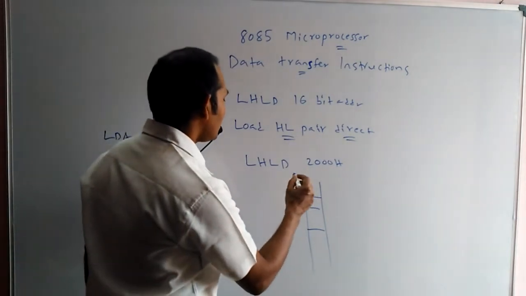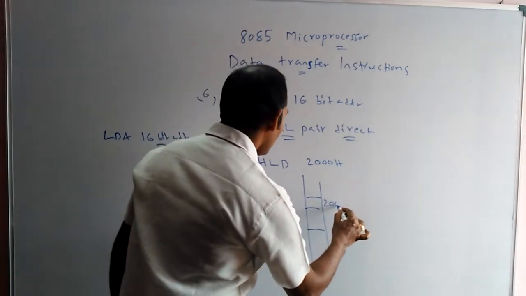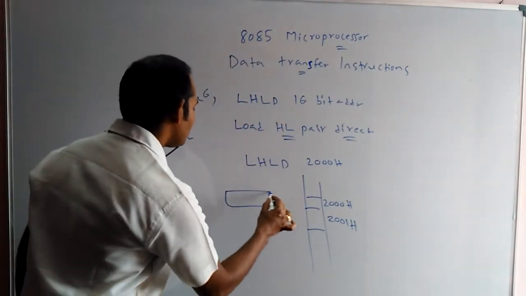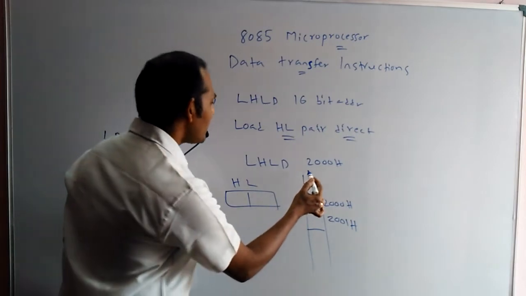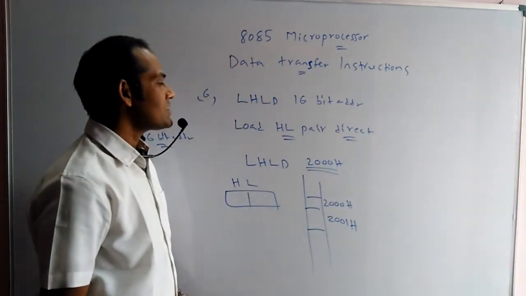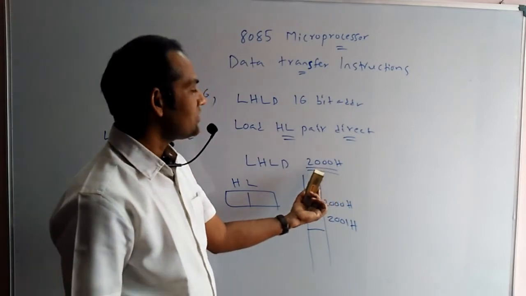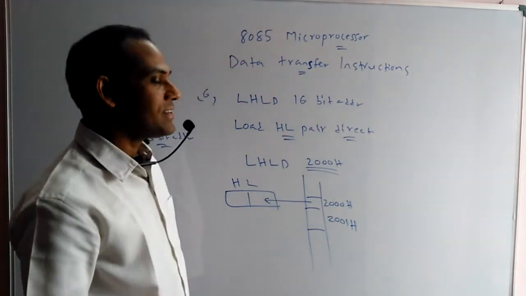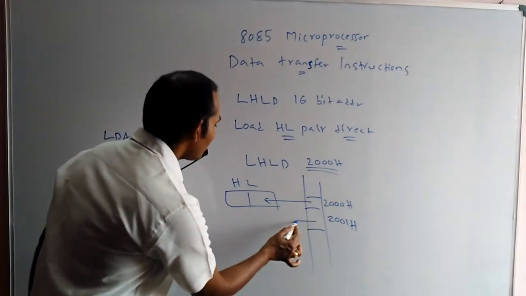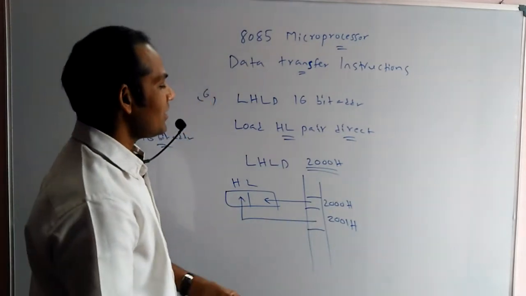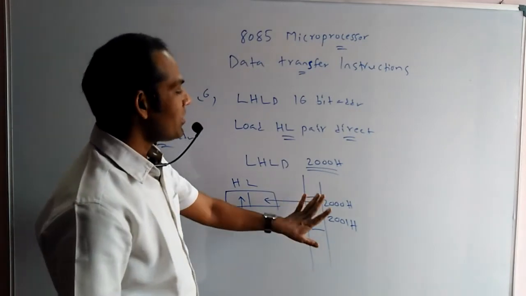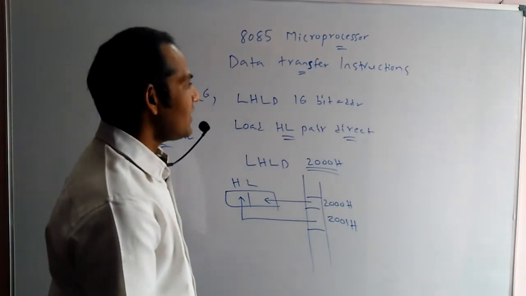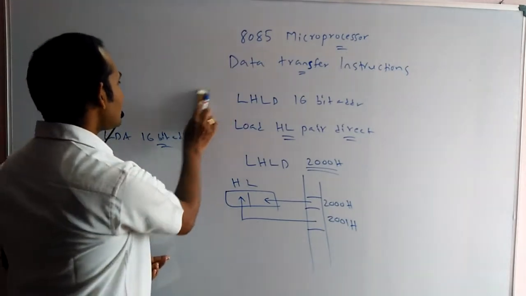So if you write LHLD, the working is: the bytes from 2000 and 2001 are copied into HL. Here you write only the starting address of the data. Whatever is in 2000 is copied into the L register, and whatever is in 2001 is copied into the H register. Finally, 2 bytes are transferred from memory to HL. That's about LHLD.